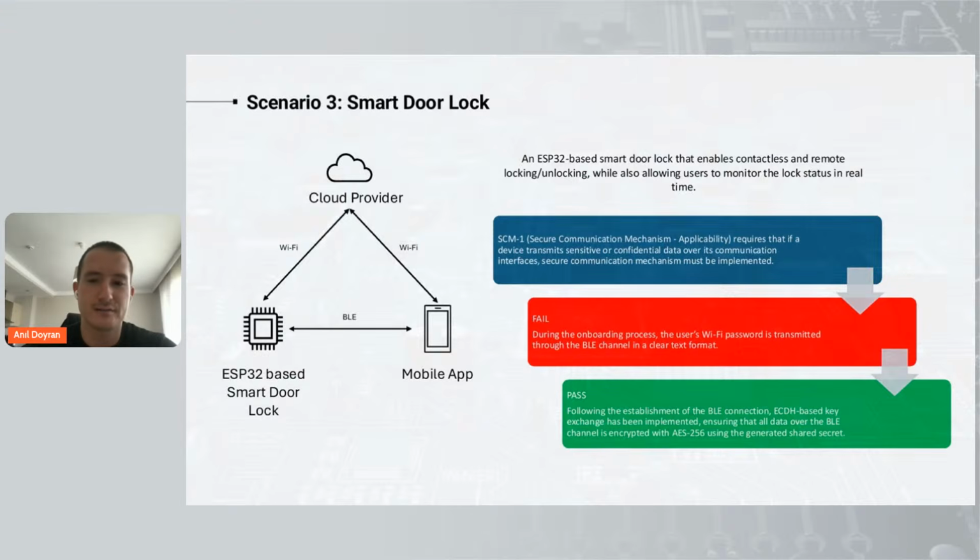So what we have done is add, on top of the BLE layer, an elliptic curve Diffie-Hellman-based key exchange. Once the shared secrets are established, we make sure that all the data transferring through that channel is encrypted with the AES algorithm, so that the attacker cannot understand any communication through this channel. So we make sure that the device is fully compliant with the SCM provision.